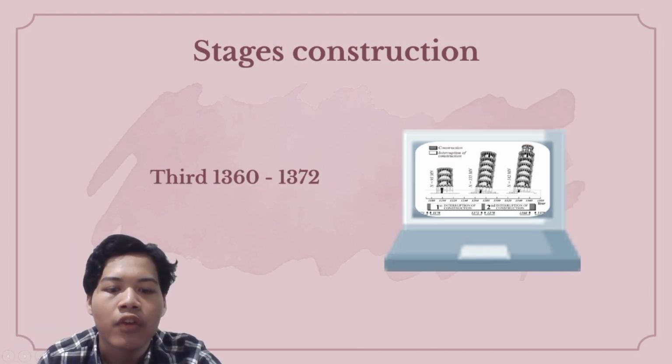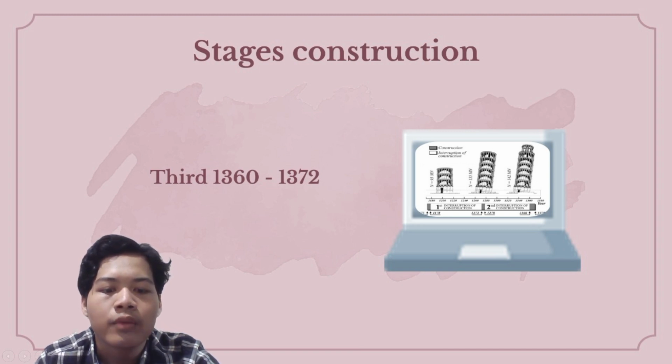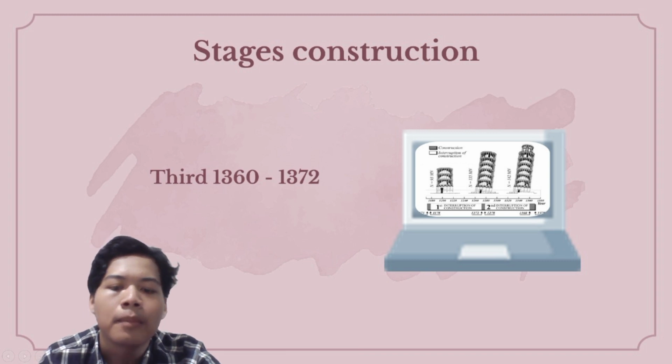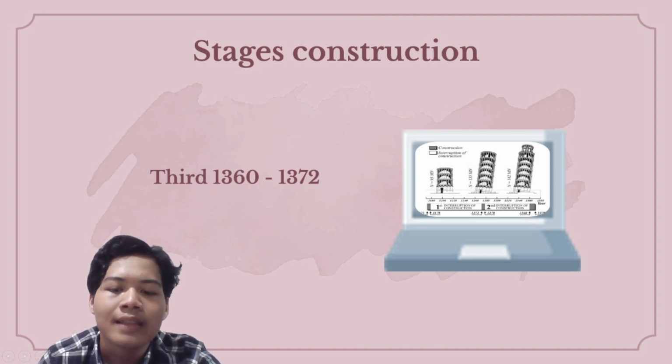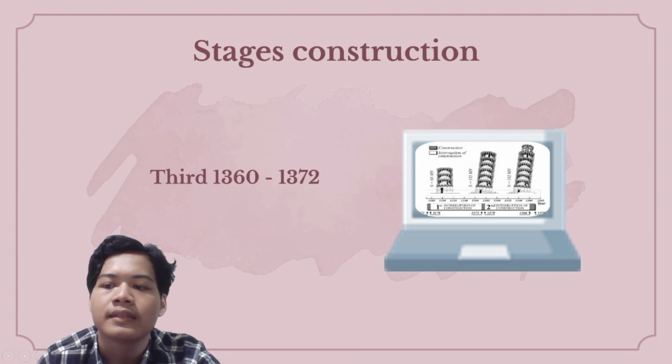The third stage of construction saw the addition of the final 3 floors, which were also completed with marble, but due to the lean, they were completed with a slightly different inclination to try to correct the tower's lean. We have looked at the stages of construction.